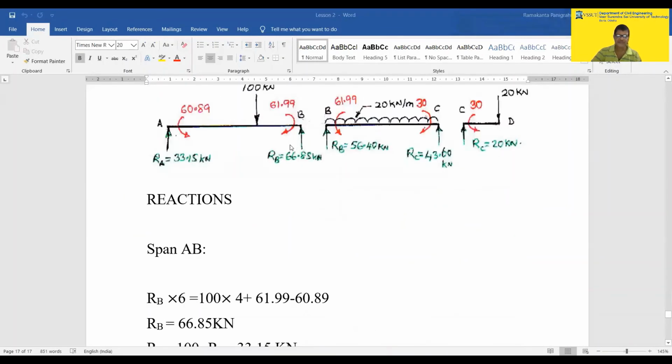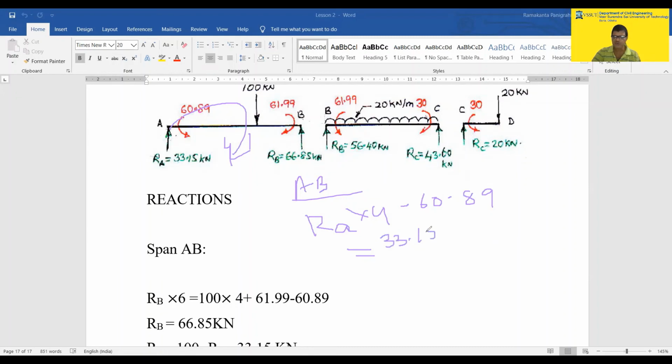Now here, come here, AB. The maximum bending moment for span AB will be RA. It is under the load, so it is 4 meter. So RA into 4. It is giving clockwise moment, and this is anti-clockwise. So minus 60.89 is the moment at the point. So RA is 33.15. So we multiply 33.15 into 4, minus 60.89. Okay, that will give the value.